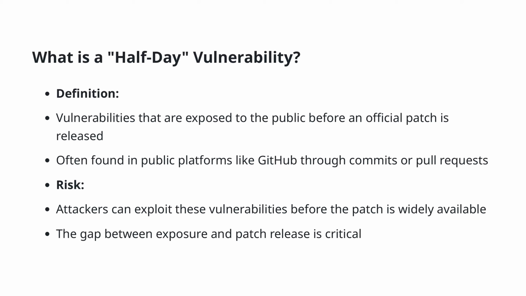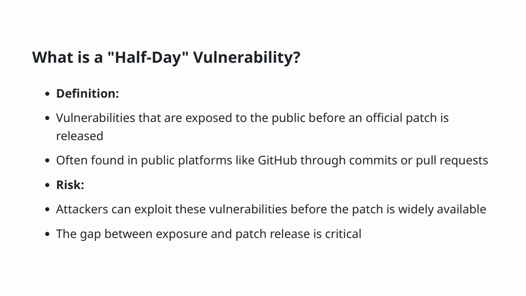A half-day vulnerability refers to those vulnerabilities that are exposed publicly before an official patch is available. These are typically discovered on public platforms such as GitHub through code commits or pull requests. The risk with half-day vulnerabilities lies in the time window between their exposure and the release of an official patch.